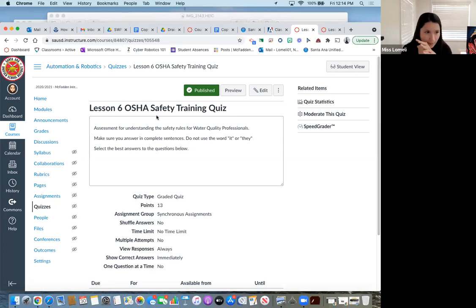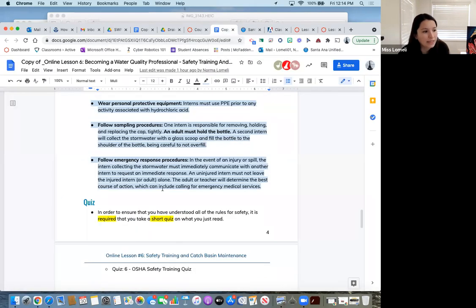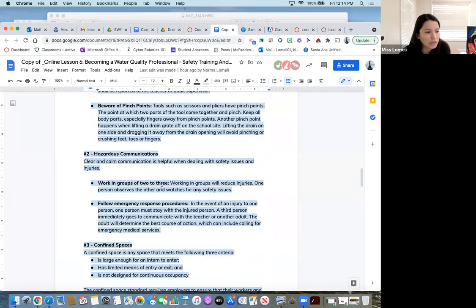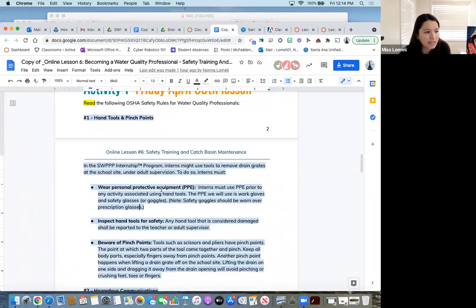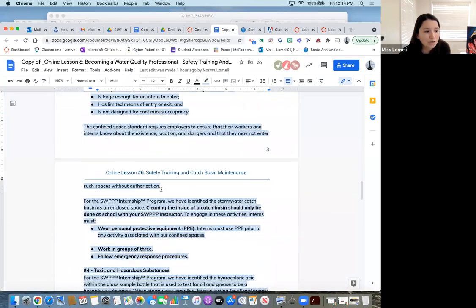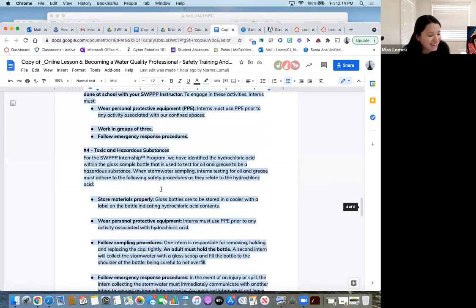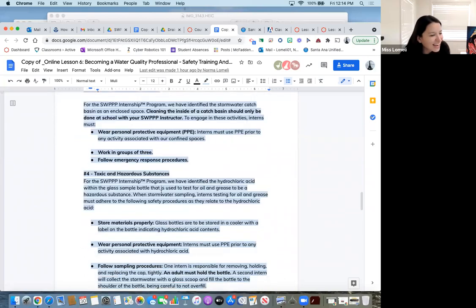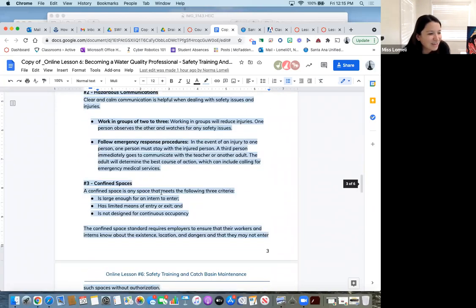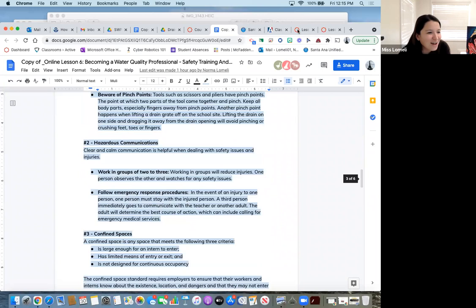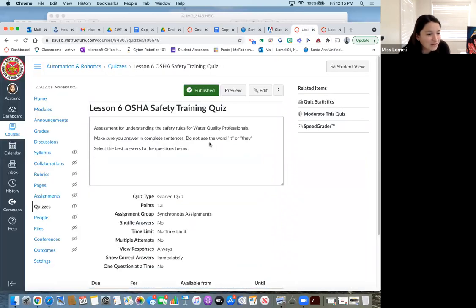I'm going to give you guys about 15 minutes to complete the quiz right now. If that means you have to go back and read something, or you're not sure of the answer, again, everything that's highlighted in blue has to do with the quiz. Your answers can be located in the highlighted blue section, okay? So you're taking the quiz. If you have any questions, let me know.